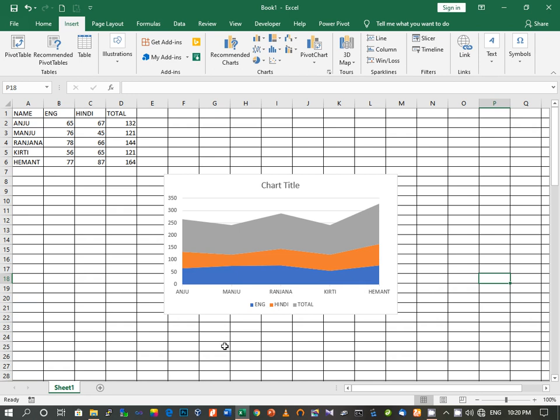There are some more types of charts which we have to study in Excel, that we will study in the next class.